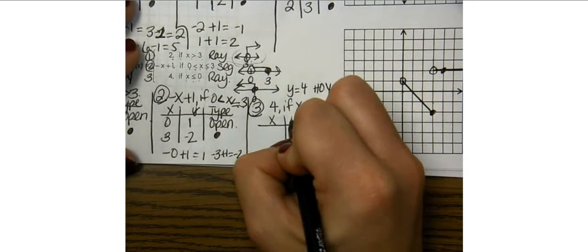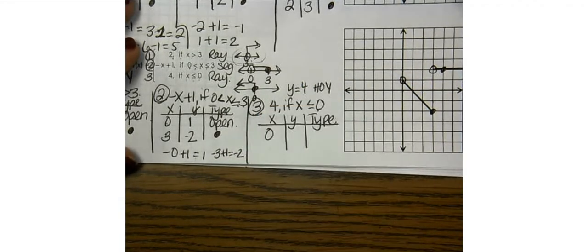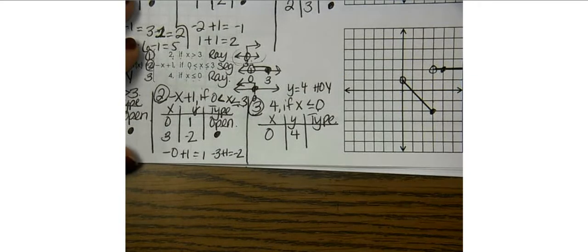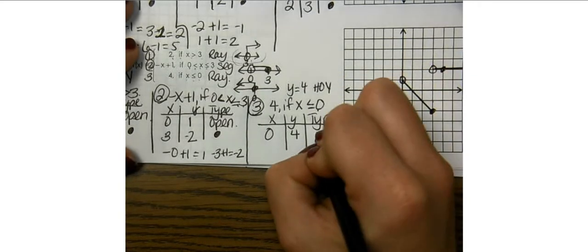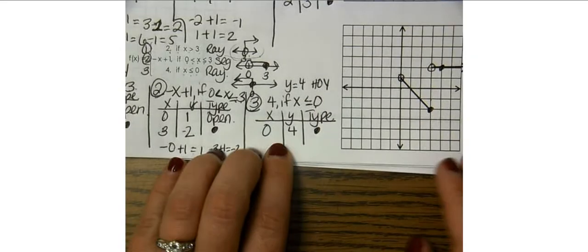And I'm going to create, once again, the x, y, and type table. And I'm going to select the number that's given to me, which is the number 0. And my output is automatically going to be the number 4. And because I have an equal to symbol, my type is going to be a closed circle. So I'm going to go to where 0, 4 is, and I'm going to plot a closed circle.